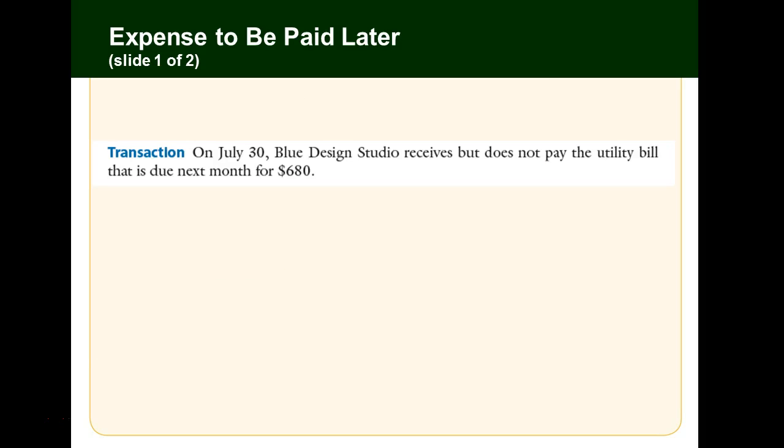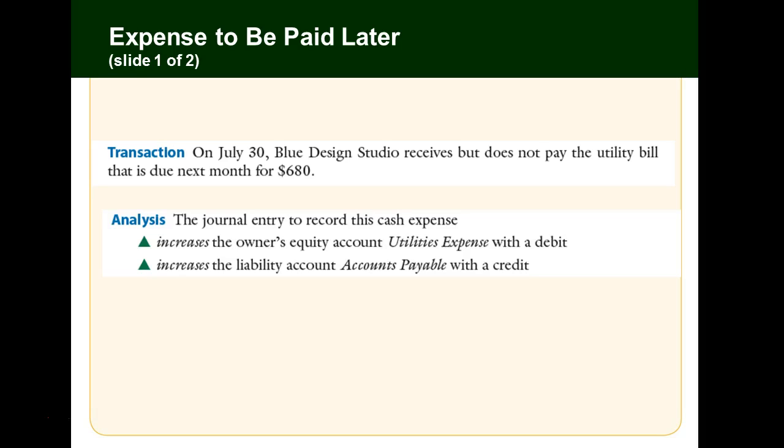On July 30th, Blue Design Studio receives but does not pay the utility bill that is due next month for $680. What's happening here? We received a utility bill. What account would that be? Utility expense and accounts payable also. Why? We owe money, don't we? So our utility goes up, doesn't it?